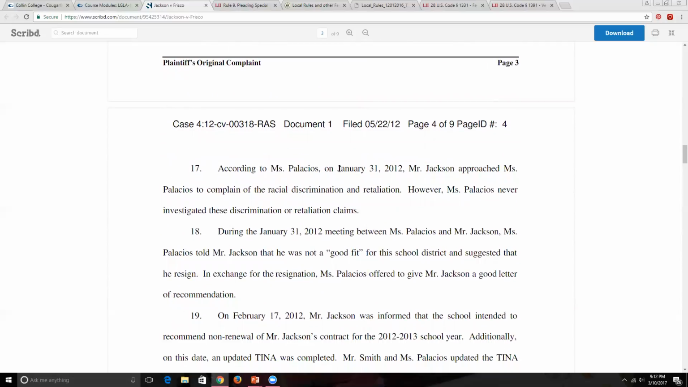According to Ms. Palacios, on January 31st, 2012, Mr. Jackson approached Ms. Palacios to complain of the racial discrimination and retaliation. However, Ms. Palacios never investigated these discrimination and retaliation claims. It's not a best practice to start a sentence with however. What would be preferable would be to say Ms. Palacios, however, never investigated these discrimination or retaliation claims.